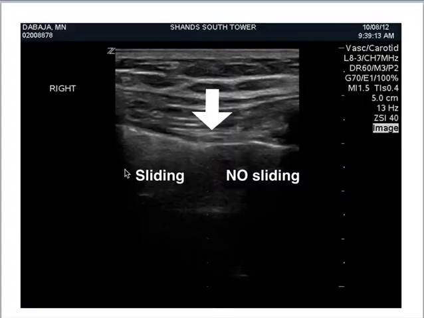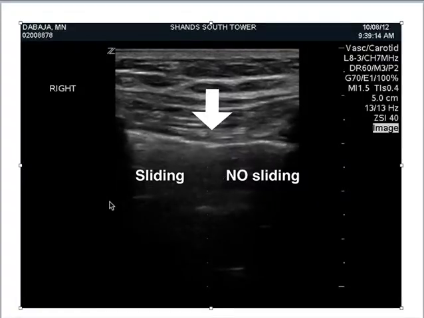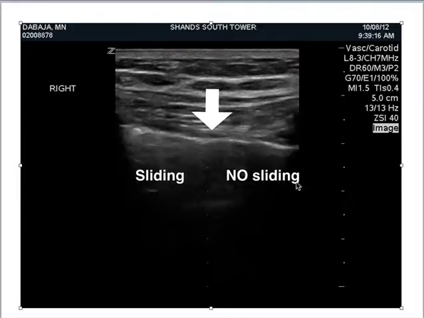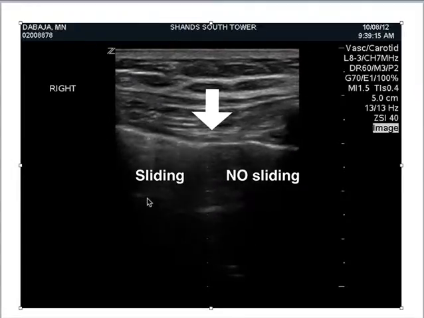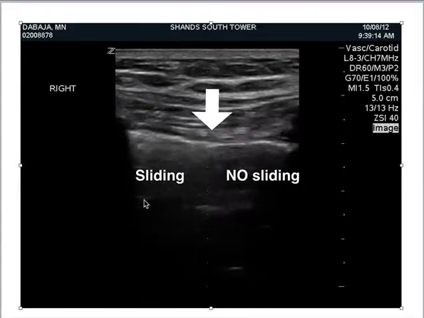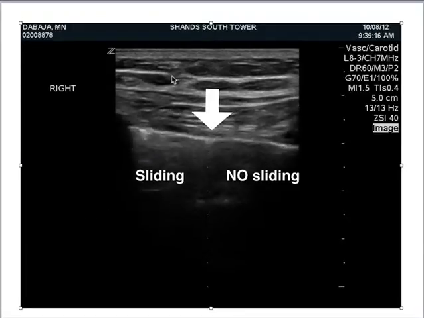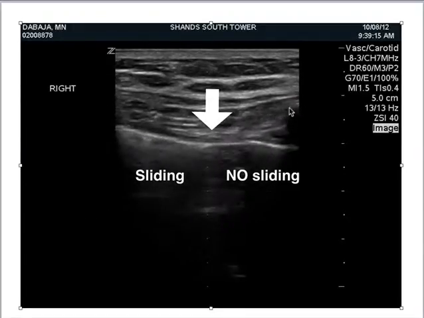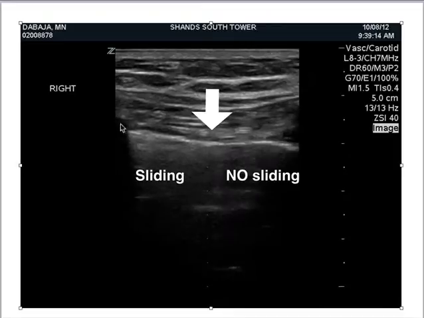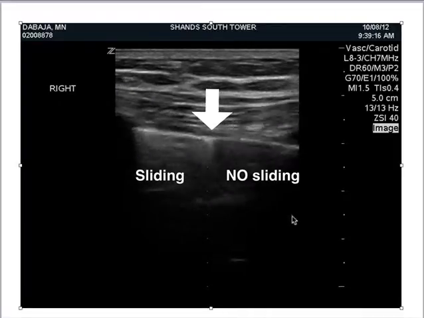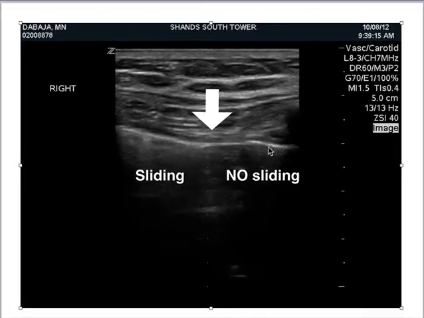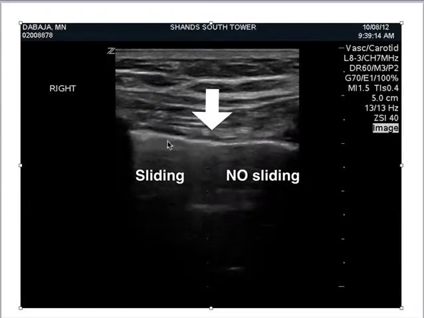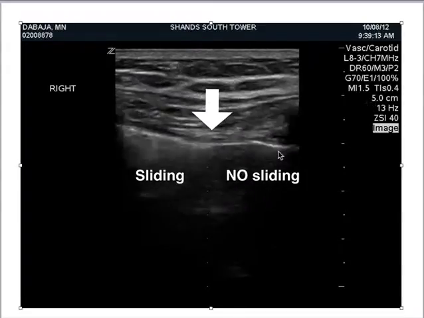So here's another image from one of our ICU patients where you see no sliding on the right side of the screen, and you see sliding on the left side of the screen. This is soft tissue up here. This is a rib with a rib head. Rib, rib shadow, rib shadow. So you know that this is the pleura. And then you look, this has sliding, and this has no sliding.